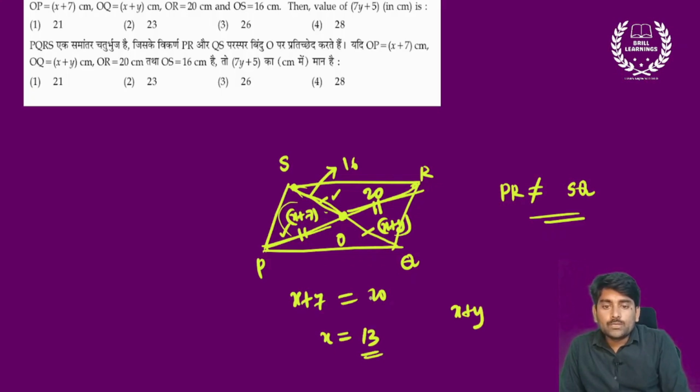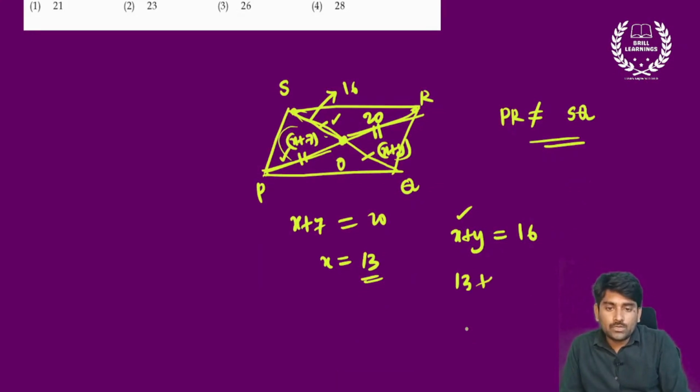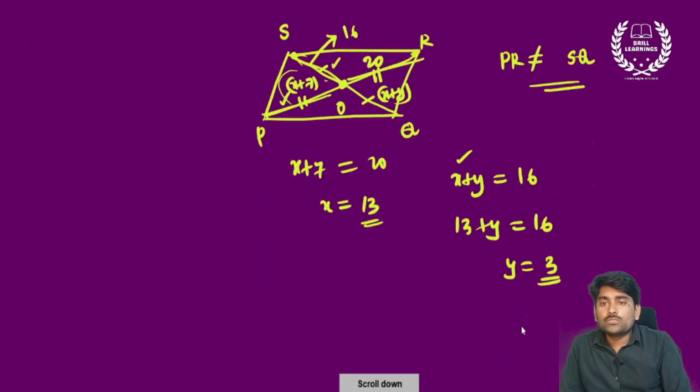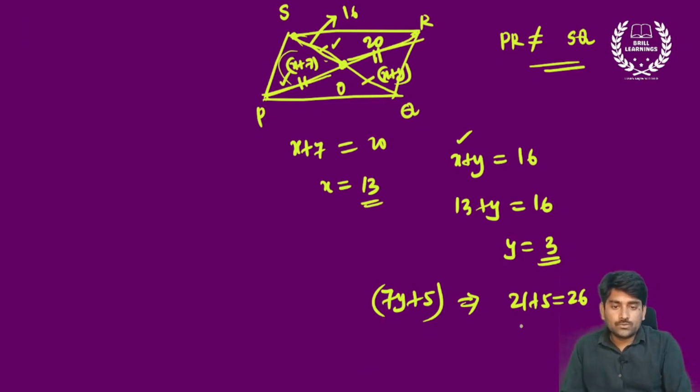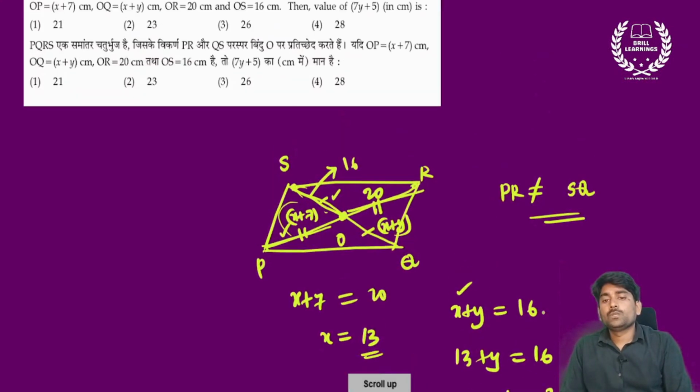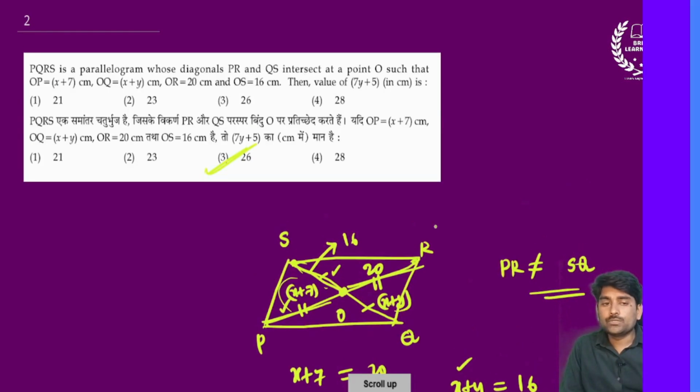Now x plus y equal to 16. Here already I got the value of x. So 13 plus y equal to 16. Y equal to 3. Now they are asking about 7y plus 5. 7y plus 5 gives us 7 3s are 21 plus 5, which gives us 26. So third one is the right answer. Let's move on to the next question.